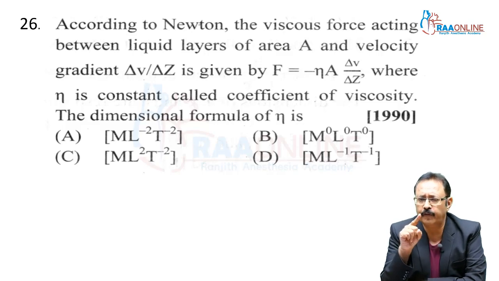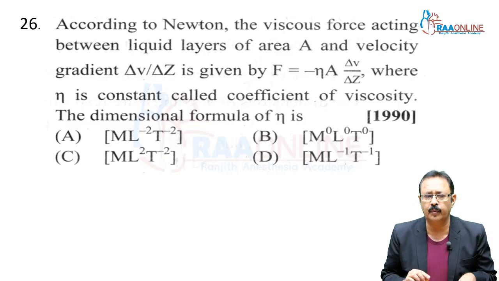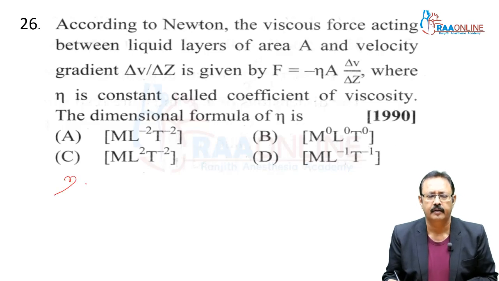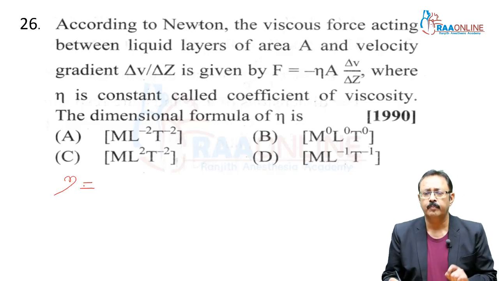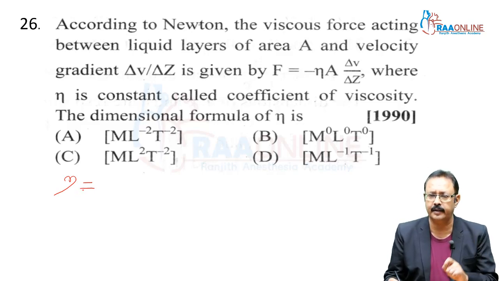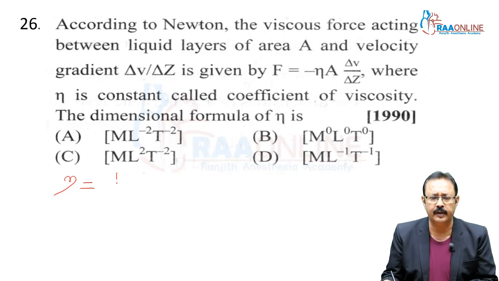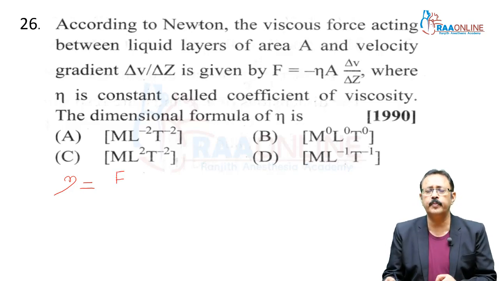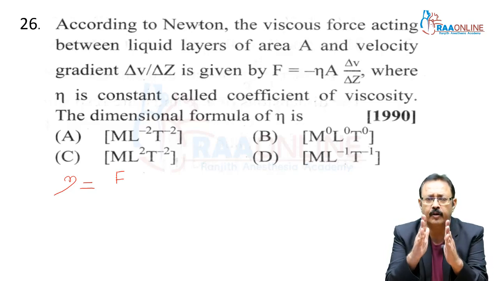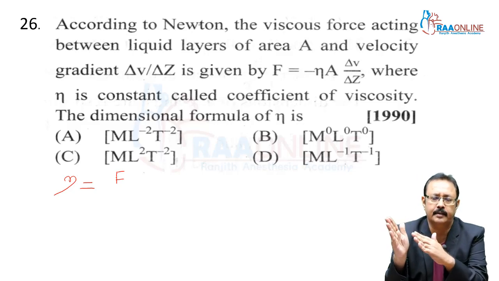So all physical quantities are very simple and known to you. You want to calculate the dimensional formula for the coefficient of viscosity, meaning eta. What you have to do? Put eta on one side, all physical quantities on the other side. F was there. What do you mean by velocity gradient? Means change in velocity per unit length.